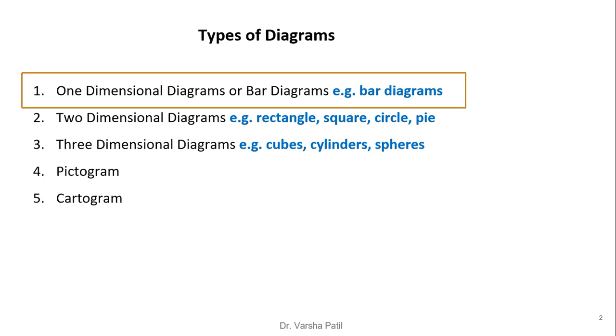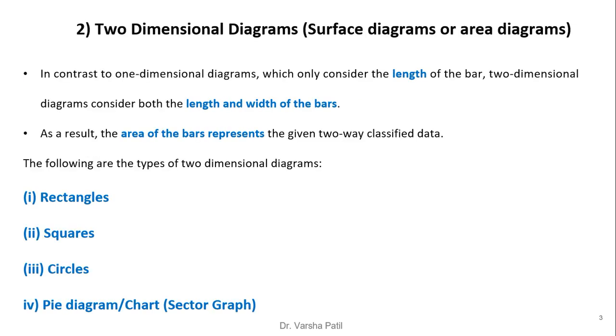In my previous video, I have already explained one-dimensional diagram, that is nothing but the bar diagram and its variety types in detail with the example. In this video, I am going to cover 2D, 3D, pictogram and cartogram respectively.